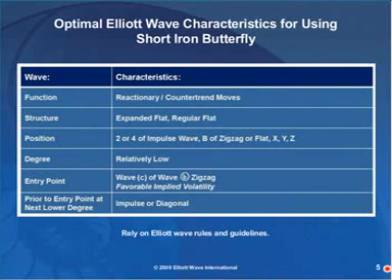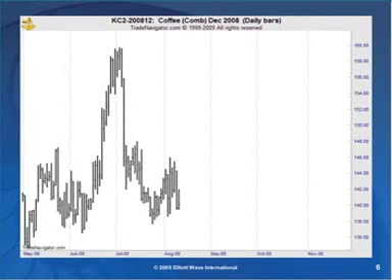So now we're going to look at an example. This is a chart of coffee futures. This is the December 2008 futures contract. It's a daily bar chart. And we're starting out here. This last bar on the chart is August 11th, 2008.